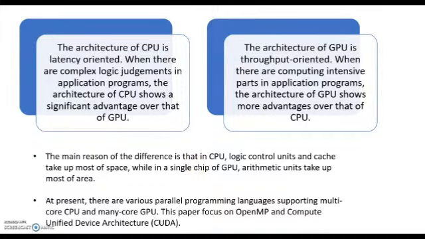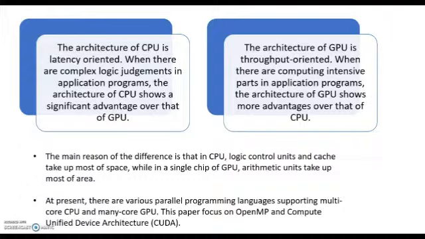Now I'm telling you the differences between the architectures of CPU and GPU. The architecture of CPU is latency oriented, whereas the architecture of GPU is throughput oriented. In the case of CPU, when there are complex logic judgments in application programs, the architecture of CPU shows a significant advantage over that of GPU. Whereas when there are computing intensive parts in application programs, the architecture of the GPU shows more advantage over that of CPU. The main reason for the difference is that in CPU, logic control units and cache take up most of the space, while in a single chip of GPU, arithmetic units take up most of the area.